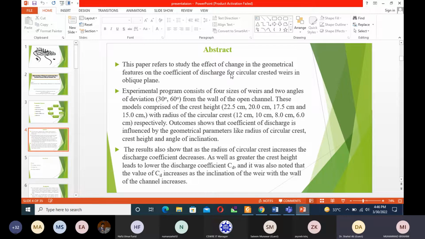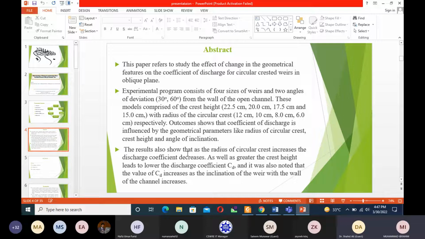The abstract of the paper is to study the effect of change in the geometrical features on the coefficient of discharge for circular crested weir in oblique plane. We have two types of weirs, one at 30-degree inclination and the second one at 60-degree inclination, with different crest heights: 22.5 centimeter, 20, 17.5 and 15 centimeter, with the radius of crest being 12 centimeter, 10, 8 and 6 centimeter respectively.